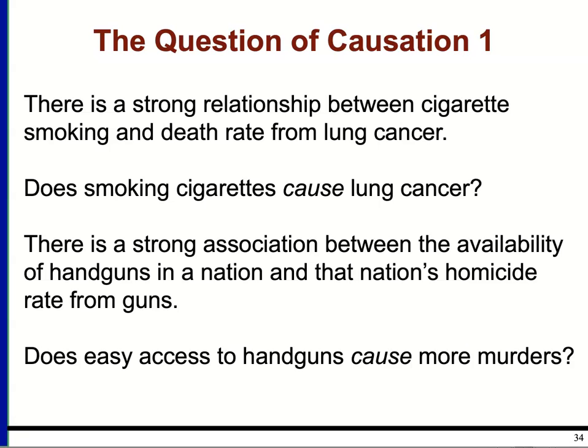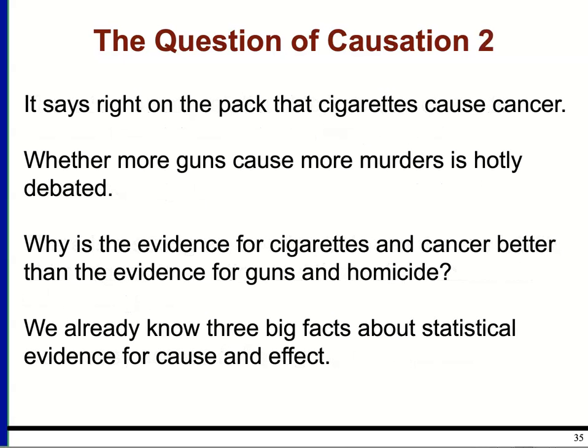And this is the foundation of many of the arguments that people have about the availability of guns. So both of these are examples of looking at relationships that you can definitely see if you look at the data. But just because there's a relationship doesn't mean that one is actually causing the other.